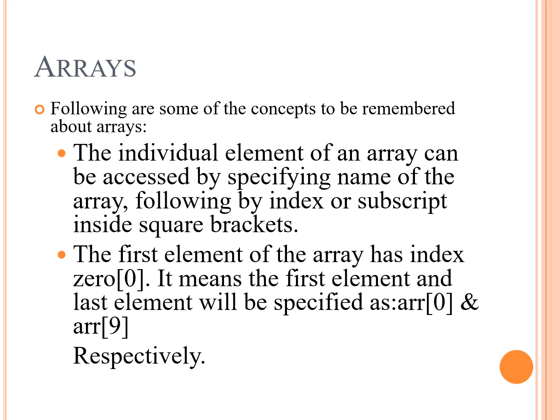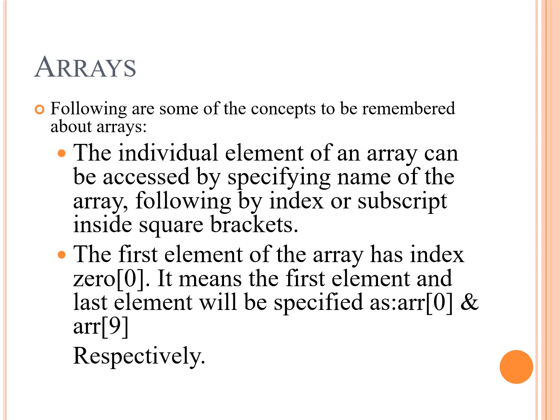Following are some concepts to remember about the array. The individual element of an array can be accessed by specifying the name of the array followed by the index in square brackets. The first element of an array has an index of 0, but it depends upon the user whether he wants to store the elements from position 1 to 6. But in memory, the array will start from 0.